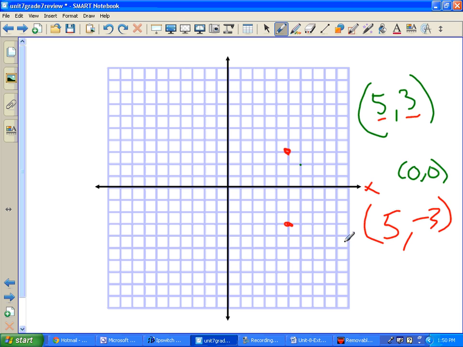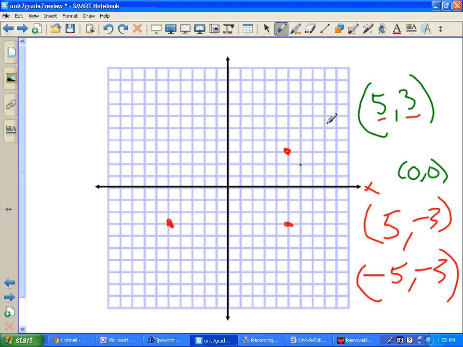My next number will be negative 5 and negative 3. And since I know they're both negative numbers, I know they're going to end up in this quadrant somewhere. So let's go over negative 5 in the x-axis. Negative 1, negative 2, negative 3, negative 4, negative 5, and then down negative 1, negative 2, negative 3. And there it is.